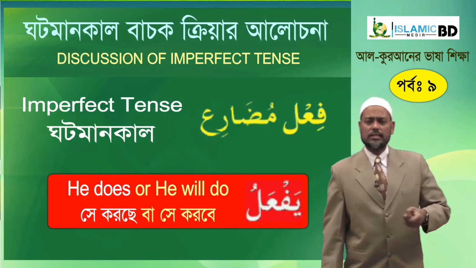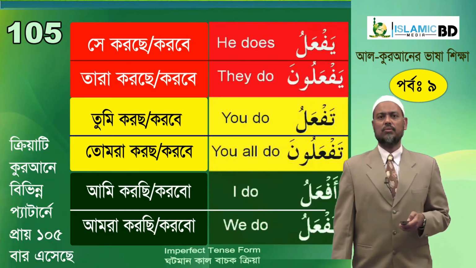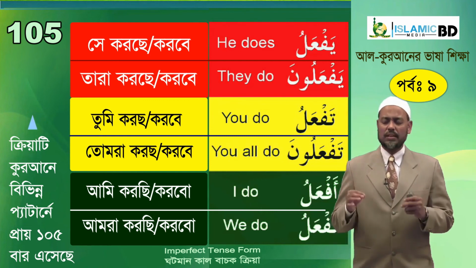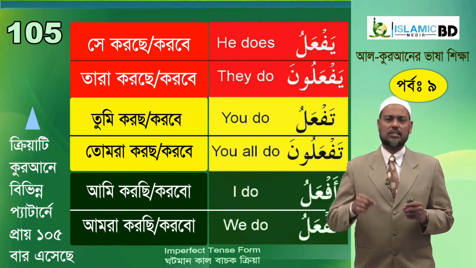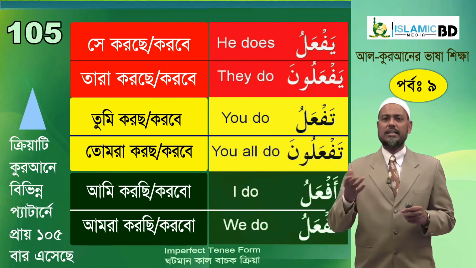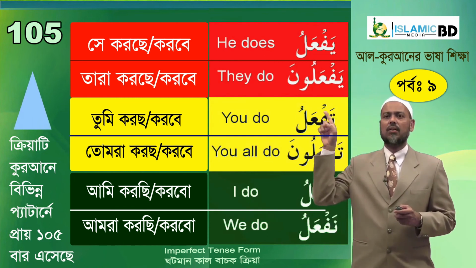In today's class we will learn mudari', fi'l mudari', which is the imperfect tense, and I told you the implication is something which has not been done yet, is being done, or will be done. So yaf'alu in principle means he does or he will do.